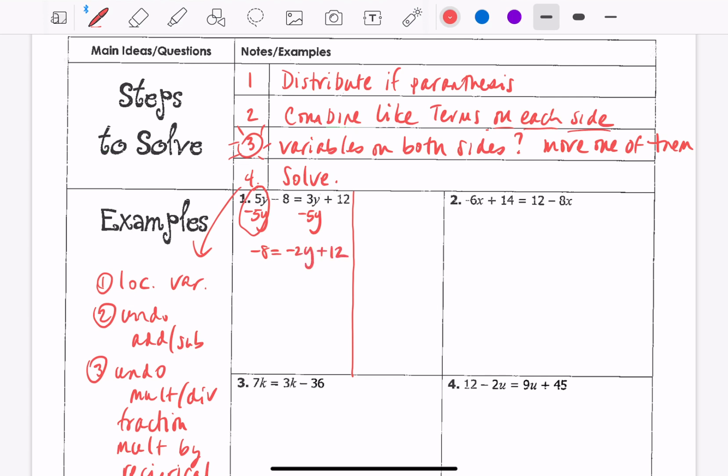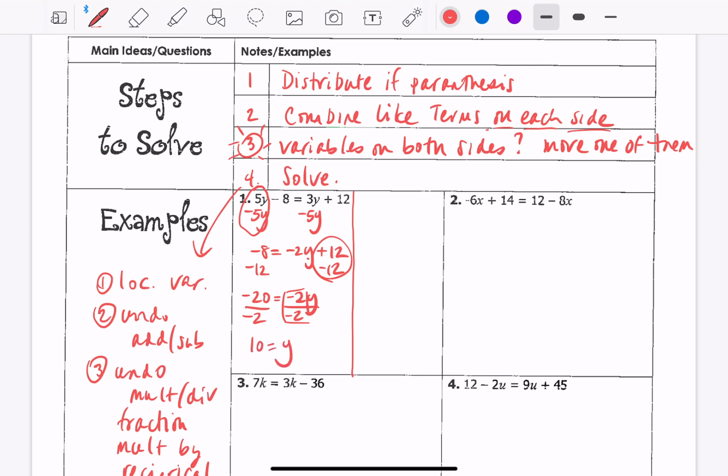And now I've got step 4, solve. So here's my variable. I'm going to subtract 12 from both sides. I get minus 20 equals minus 2y because this is 0. I want to make this a 1 in front of the variable because it's being multiplied by negative 2. So I divide by negative 2. I end up with 10 equals y. So I solve my equation.